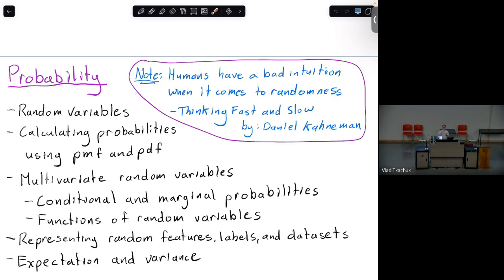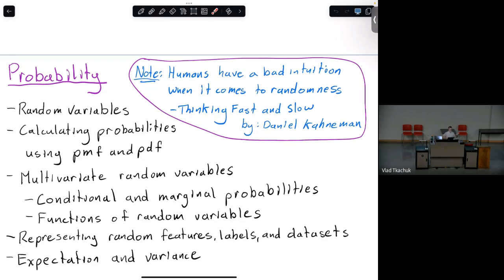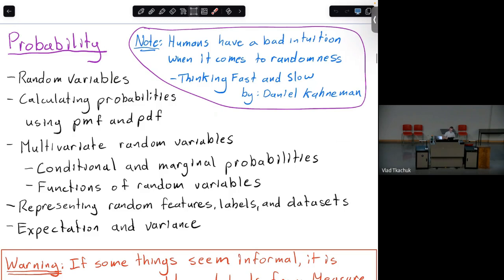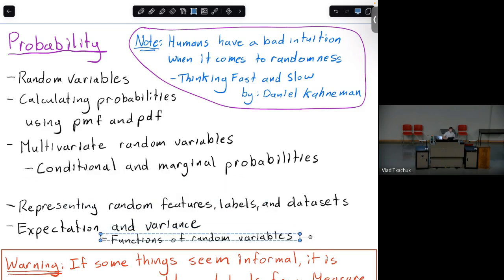You can see it has multiple variables inside of it. And when you have multivariate random variables, there's going to be notions of a conditional probability and a marginal, and things like this. Oh, this thing is not going to be a subset of that. Okay, let me fix this. This is not the order this is actually going to be presented.